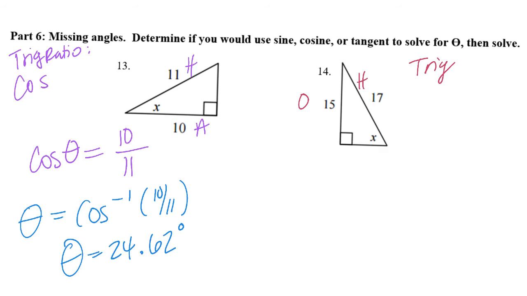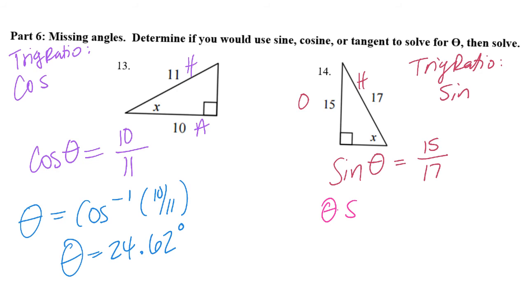And looking at number 14, we have the opposite and the hypotenuse. So my trig ratio is going to be sine. So then I'm going to set it up. Sine of the angle equals opposite, which is 15, over hypotenuse, which is 17. Then I'm going to use the inverse of sine of 15 over 17 to solve here. So we're going to hit second sine, 15 divided by 17, and we get that our angle is 61.93 degrees.